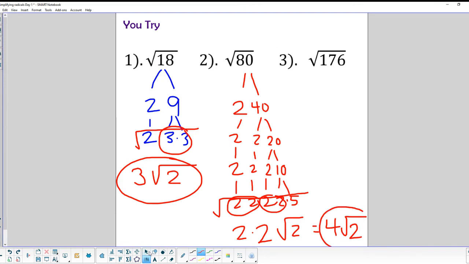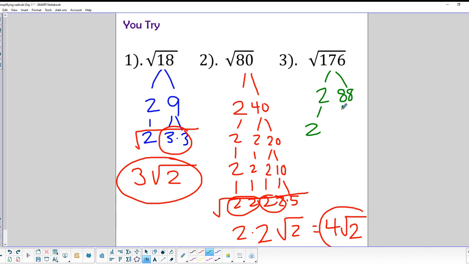All right, so let's try the square root of 176. Hopefully we've got enough room to do that one. So let's take a look. We've got 2 times, and then half of 100 is 50, 2 times 35. So that's going to be 85, 86, 87. So this is going to be 88. 2 times 88 is 176.